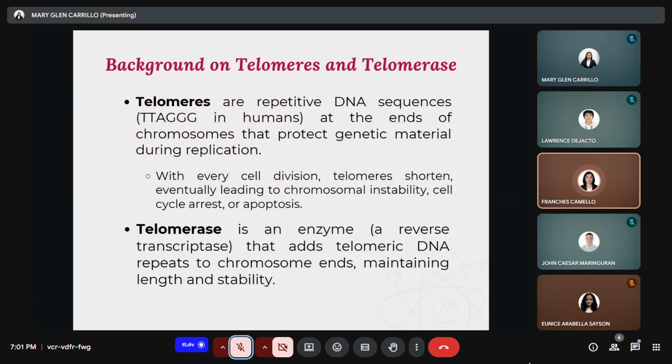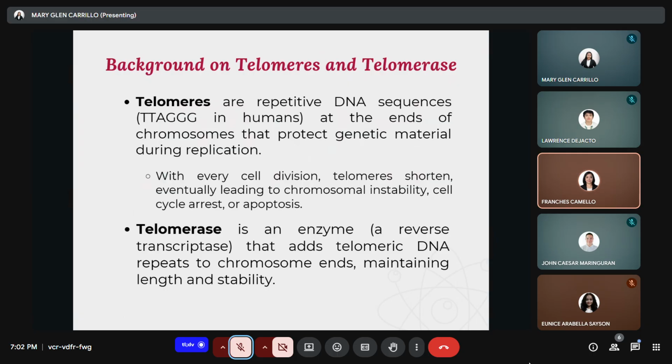Background on telomeres and telomerase. So, telomeres, as we all know, are repetitive DNA sequences, specifically the TTAGGG in humans, at the ends of chromosomes that protect genetic material during replication. With every cell division, telomeres shorten, eventually leading to chromosomal instability, cell cycle arrest, or apoptosis. Apoptosis, sorry for that.